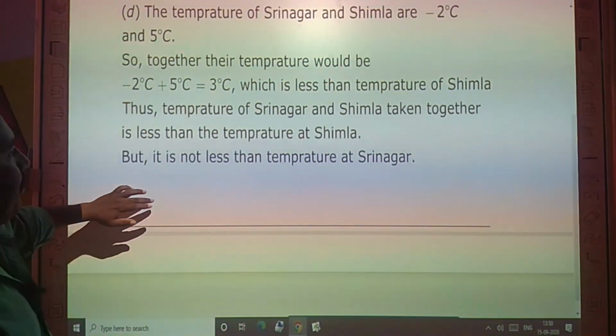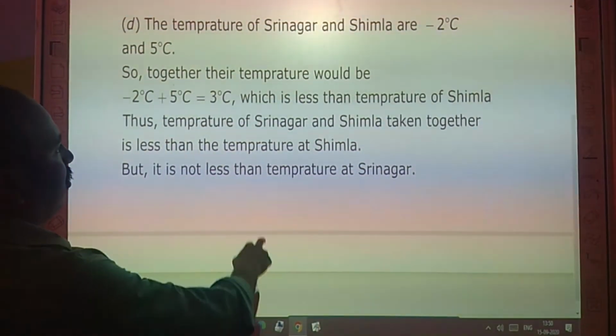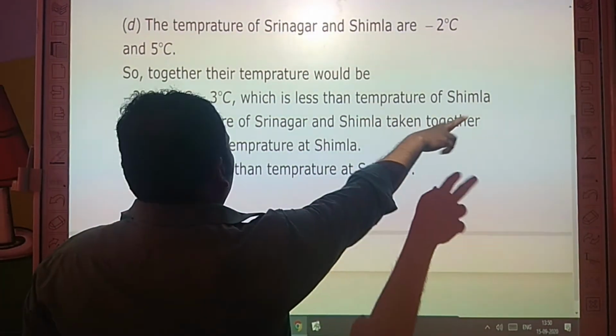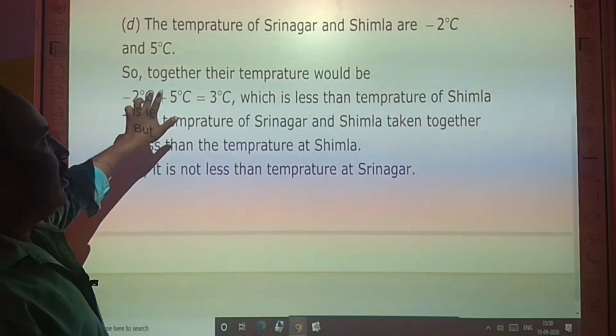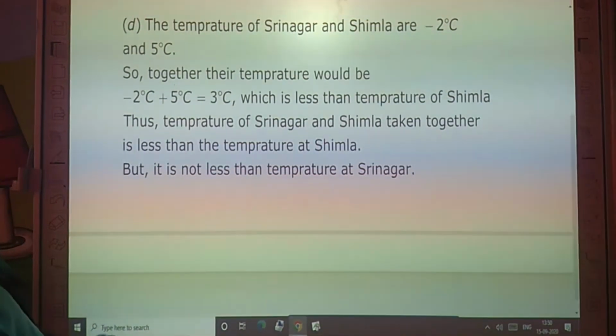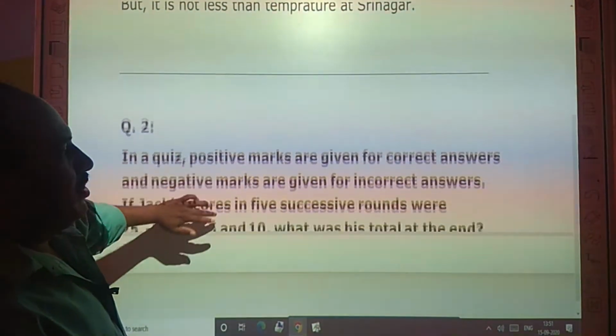We compare with Shimla. It is less than the temperature of Shimla, because Shimla's temperature is 5 degrees Celsius. But it is not less than the temperature of Srinagar.